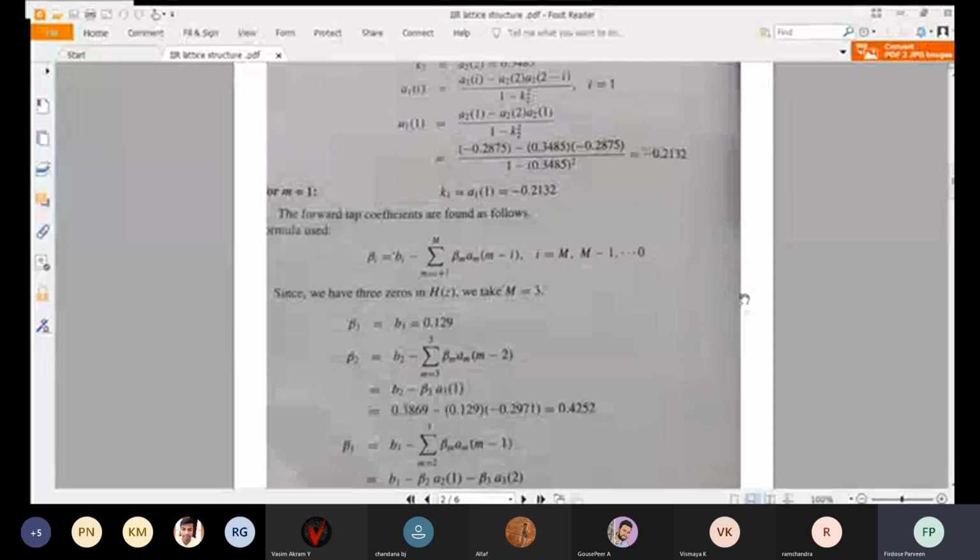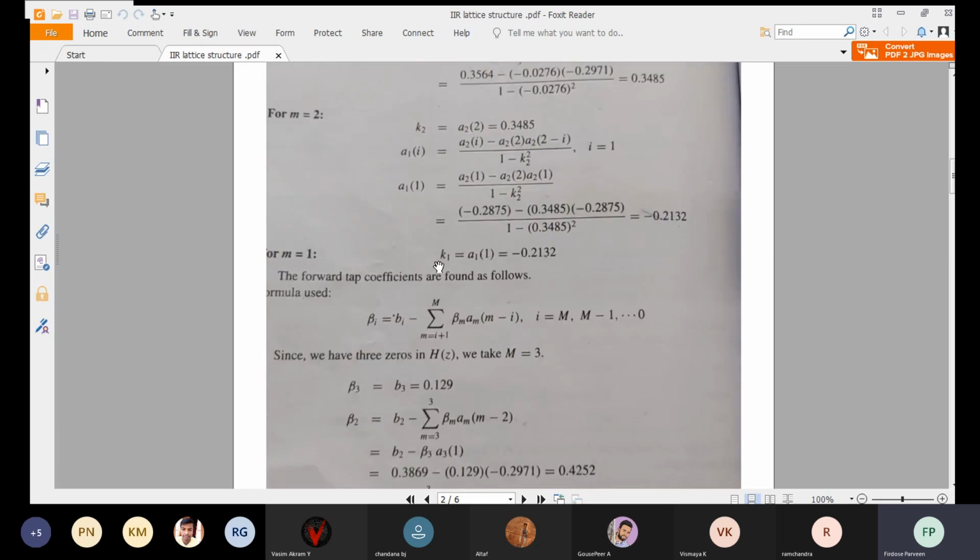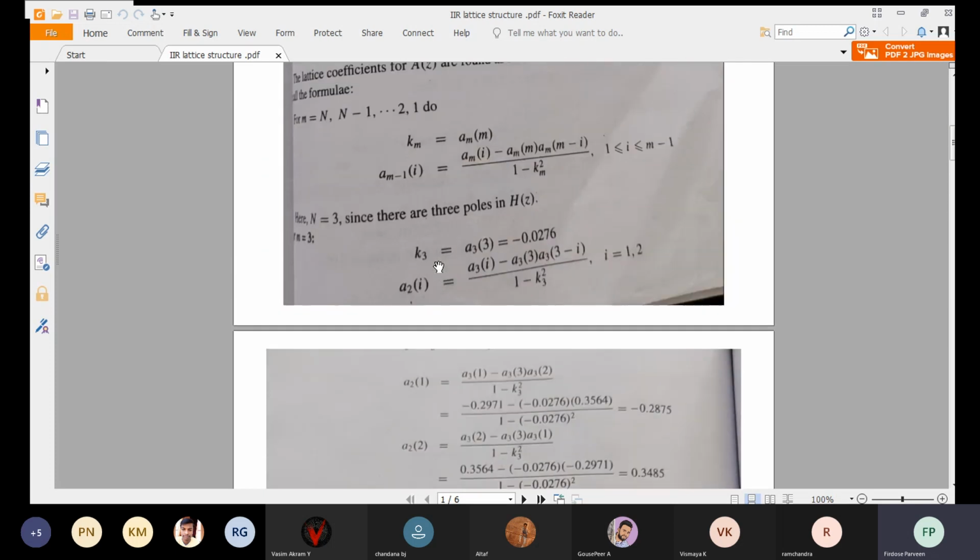So now find out beta. This is the formula you have to remember. Beta i is equal to Bi minus summation m is equal to i plus 1 till M of beta m into am into m minus i. So you need to remember this formula, where i is equal to M minus 1 till 0. Now since we have 3 zeros in h of z, we take M is equal to 3. So beta 3 is equal to B3. What is B3? It is 0.129.